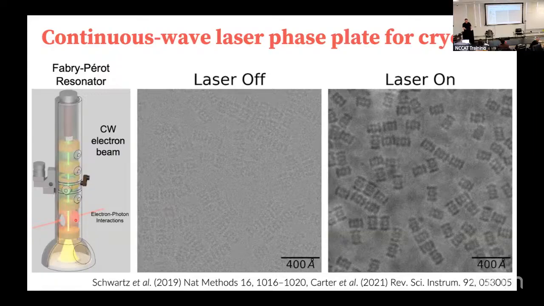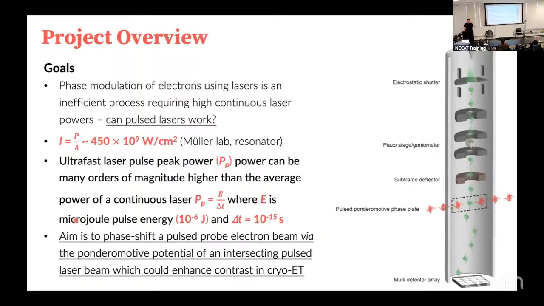So this was published around 2019, and it's a very nice example of the power of this approach. The challenging aspect of this approach is that the electron beam, particularly if you're at 300 kilovolts, is incredibly powerful. It's going at relativistic speeds.